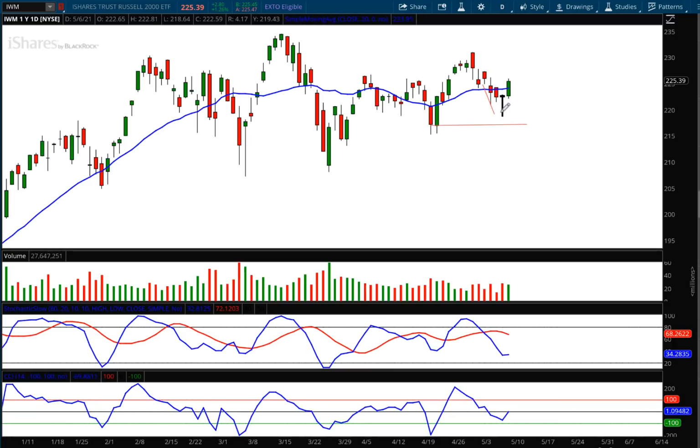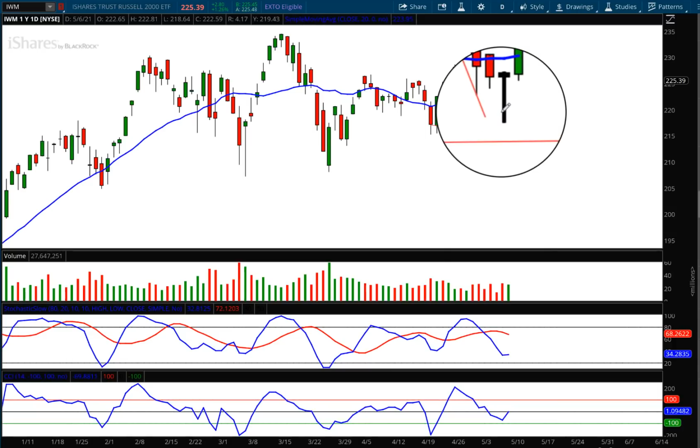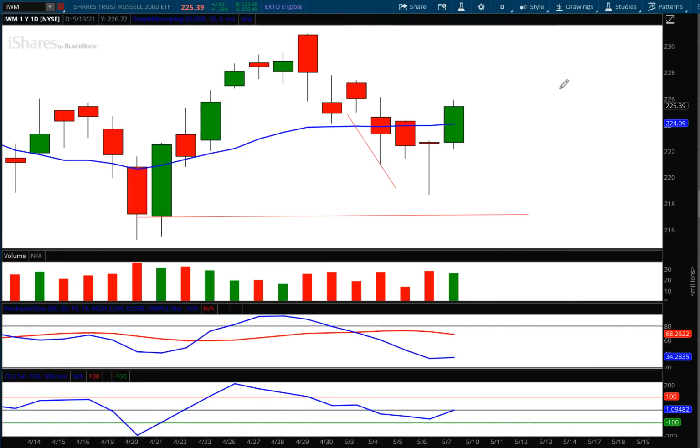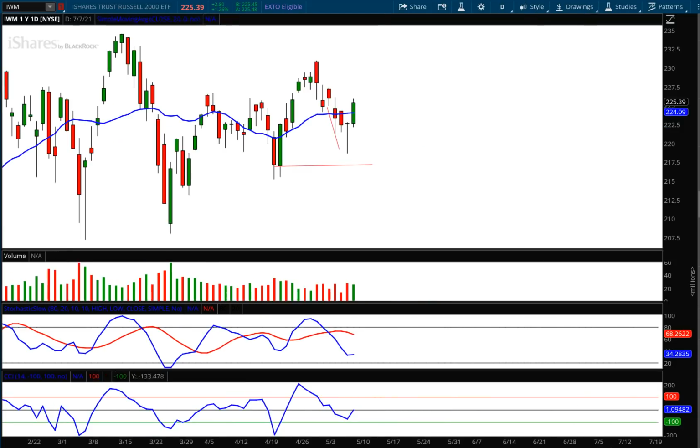And yesterday, on Thursday the 6th, we hit that precisely to the penny, formed a hammer pattern, and then bounced today with what is very close to a bullish engulfing pattern. Not quite, but very close. And if you look down at the bottom, you'll see the oscillators are starting to turn up.